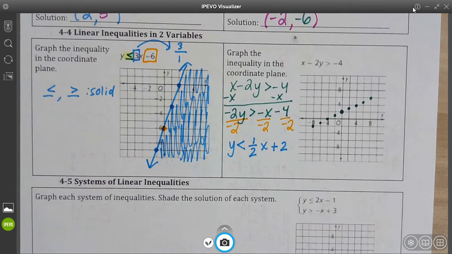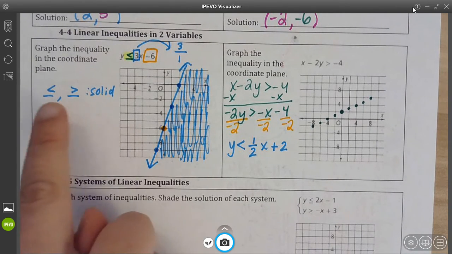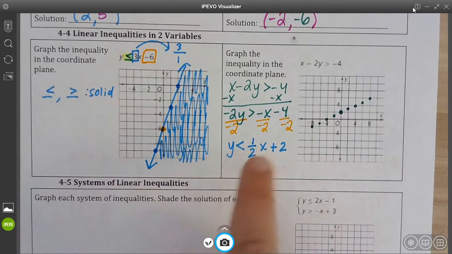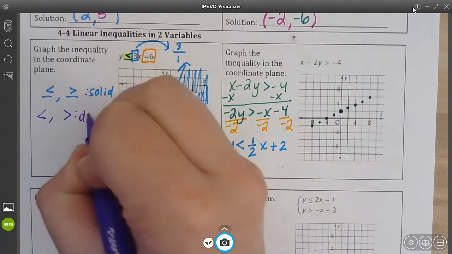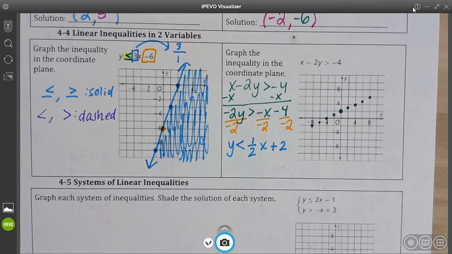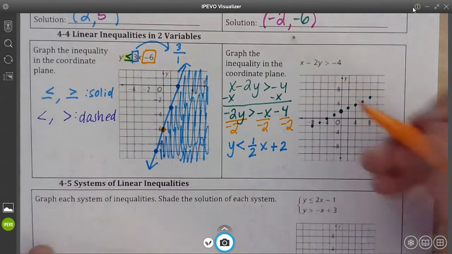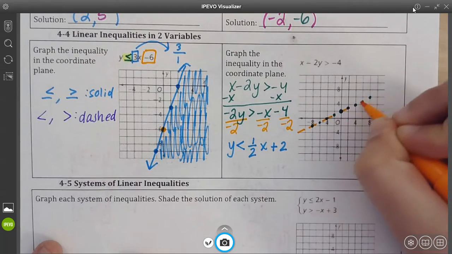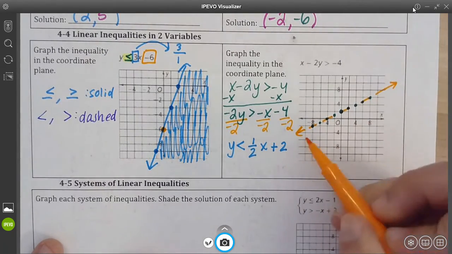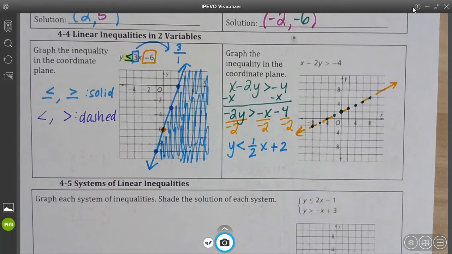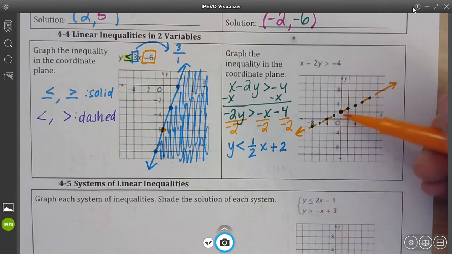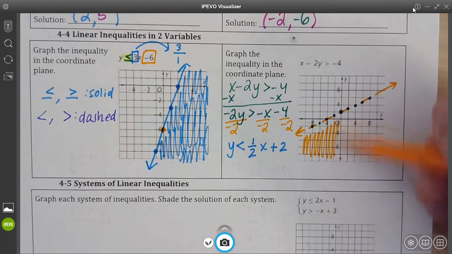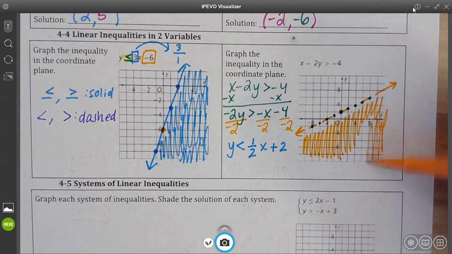And once I have some dots written out, I need to ask myself, is it going to be a solid line? Well, this time I have just a less than symbol. So if it's less than or greater than, it's going to be a dashed line. So it's not going to be solid. So I'm going to just do some dashes here. We can't connect that line, so we're just going to make it dashed. But it's still less than, so that means I'm going to shade below my y-intercept. So I'm going to shade all of this region right in here. This is the solution to my inequality.